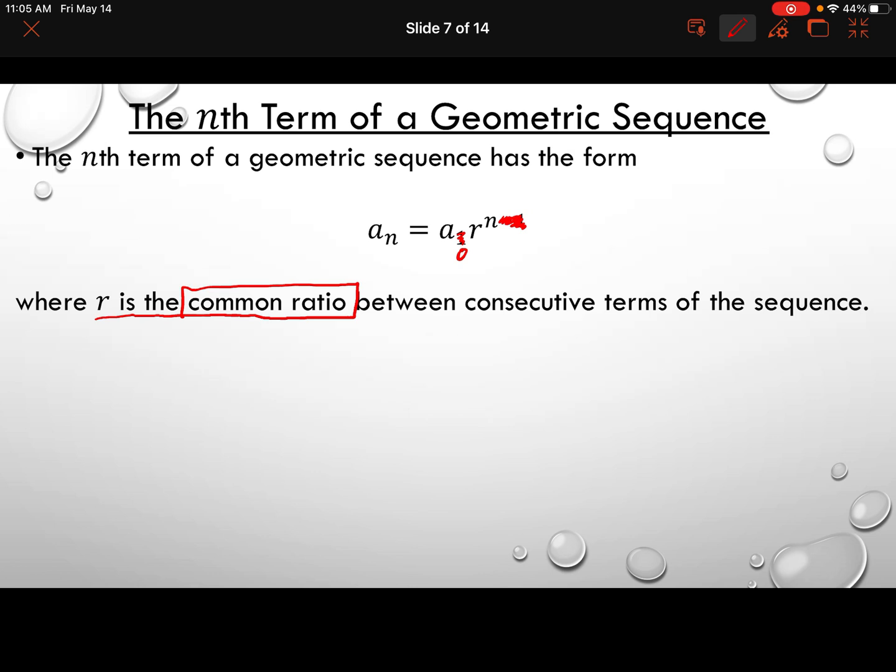And then to the n power, because we want that exponent to multiply repeatedly by that number. Okay, so let me write it more nicely here. a sub n is equal to a sub 0 times r to the n power. That's your nth term of a geometric sequence. All right, let's use this formula.